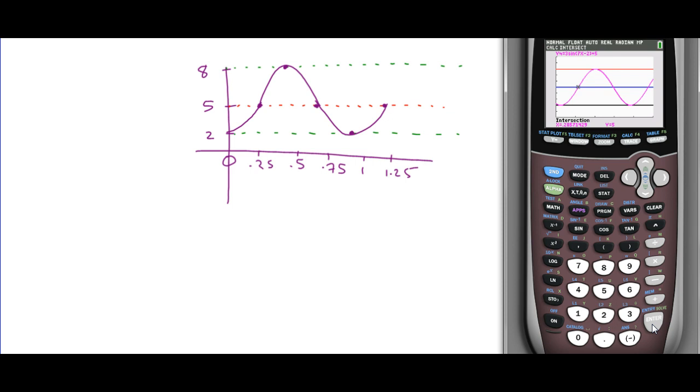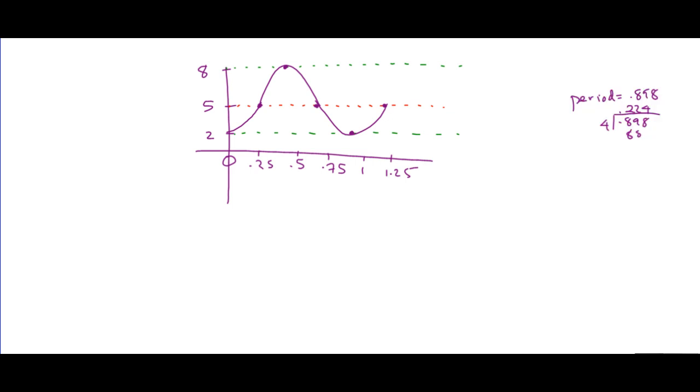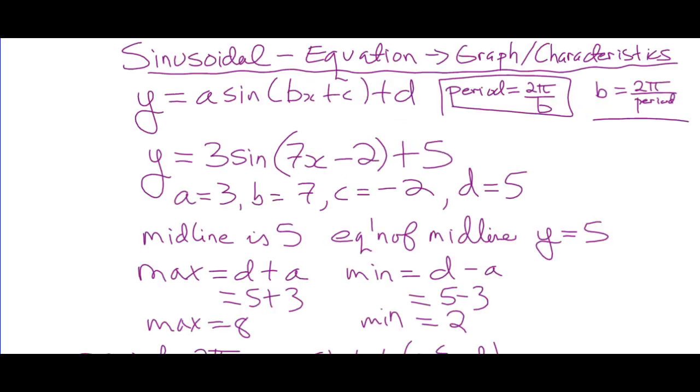And all of this information came from this equation. So we give you the equation, you can do two things. Graphing is kind of simple because you've got to calculate it or graph it, so that's not a big deal. But the big deal is, start off by saying the D value is the midline. Midline is 5. The maximum is the midline plus the amplitude. The minimum is the midline minus the amplitude. The period is 2 pi divided by the B value.